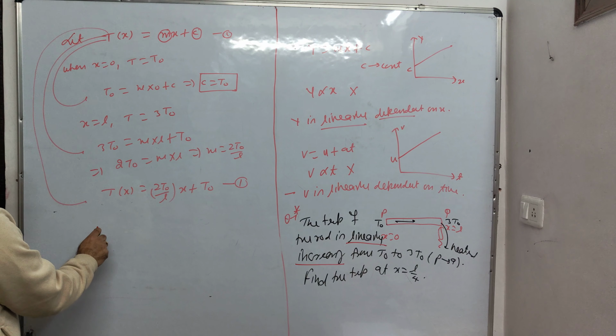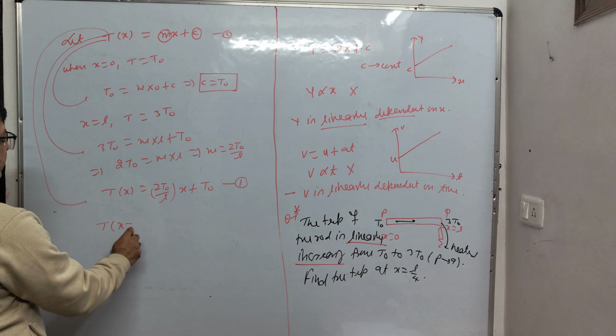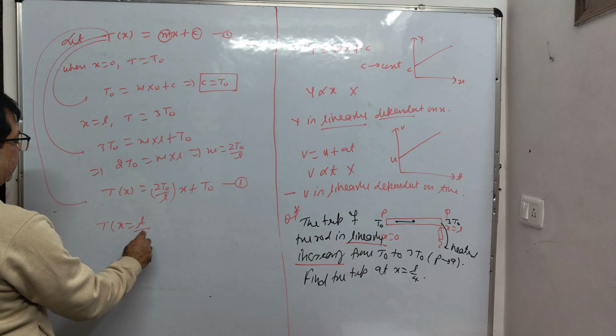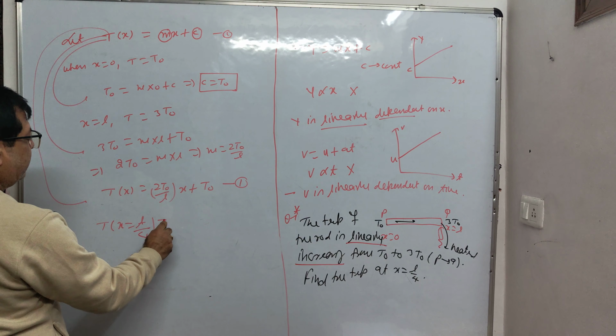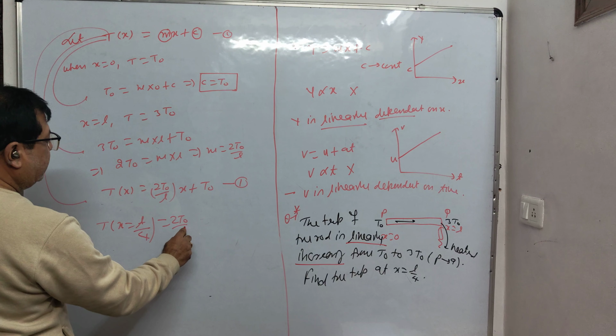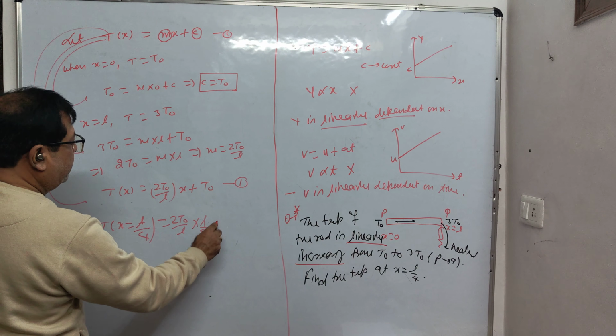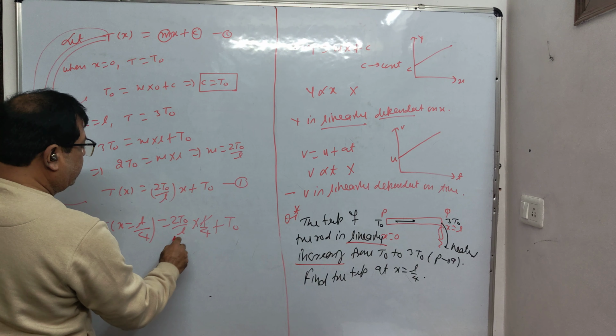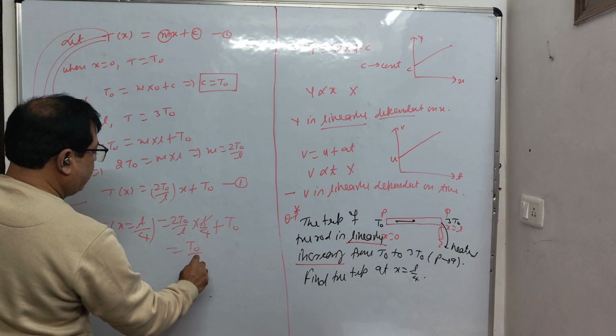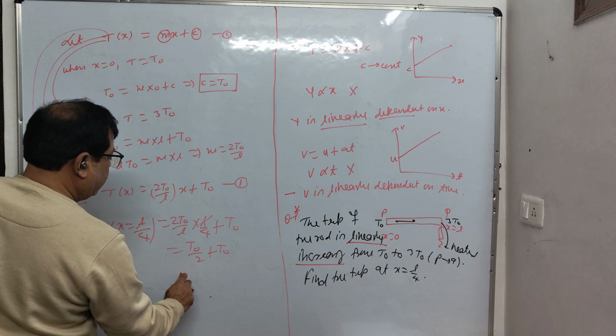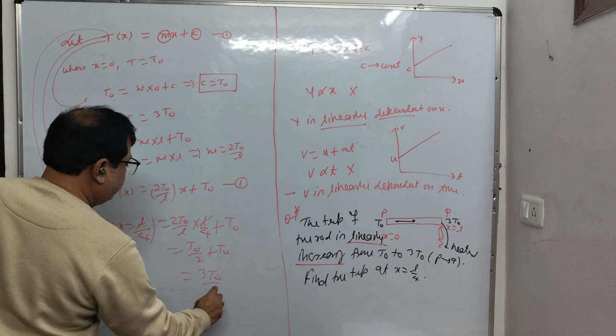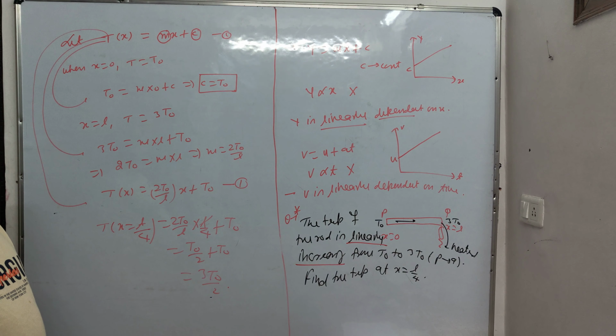So now we are in search of t when x is equal to L by 4. So this is 2 T0 by L into L by 4 plus T0. So this is T0 by 2 plus T0. So this is 3 T0 by 2. So that is our answer.